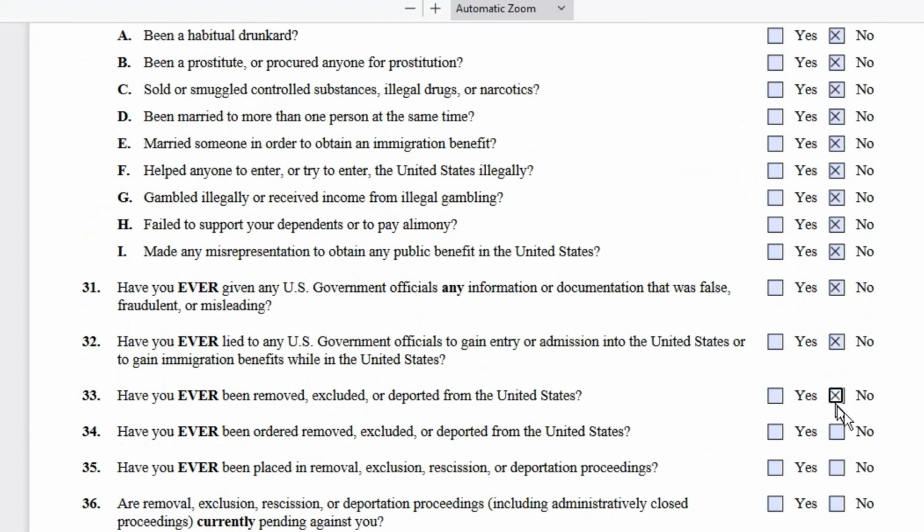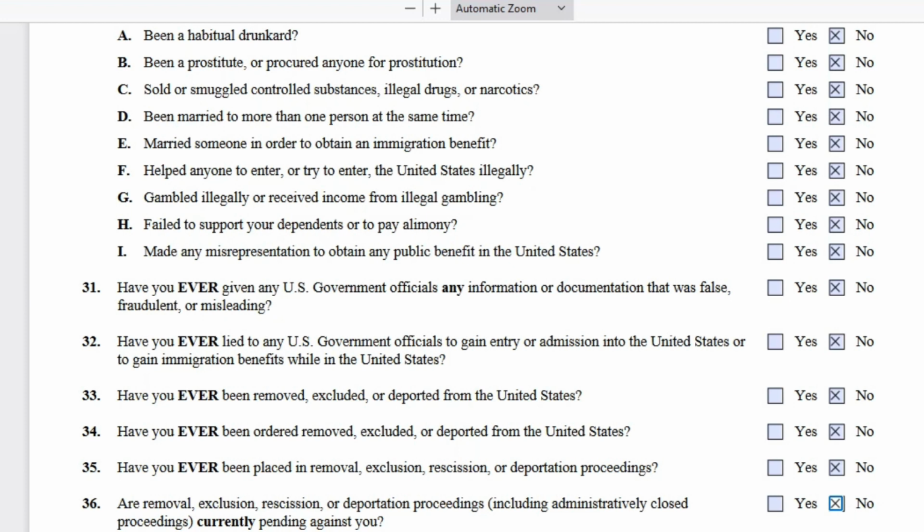Have you ever been removed? If you have been deported, you have to put that you were ordered removed. If you have been ordered deported, maybe you were not here, you get what we call deportation in absentia. You need to explain that. Exclusion proceeding is a deportation. No. Removal also is deportation.